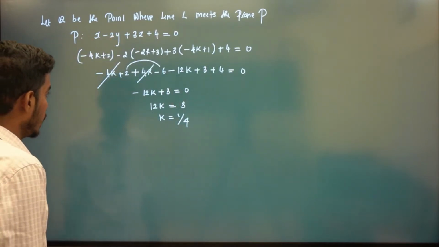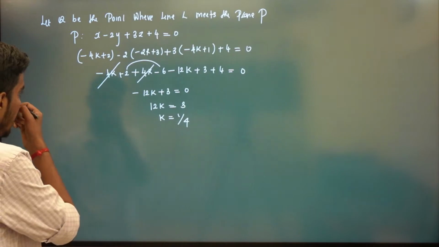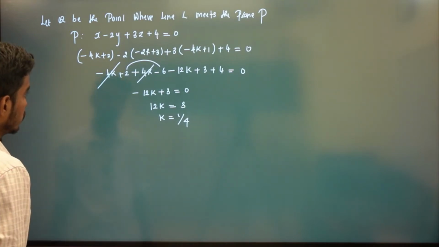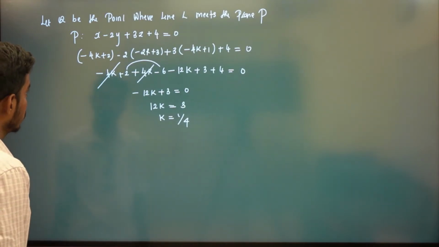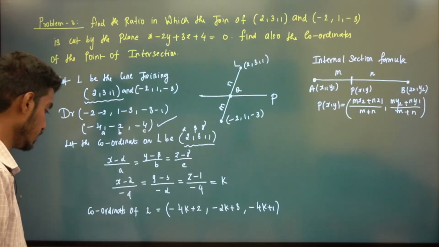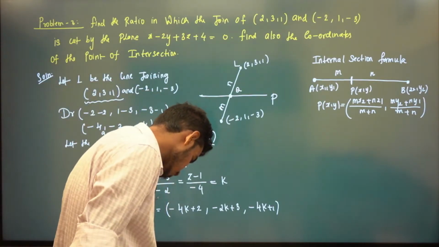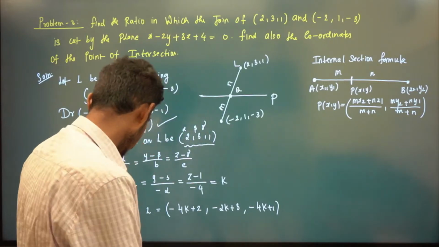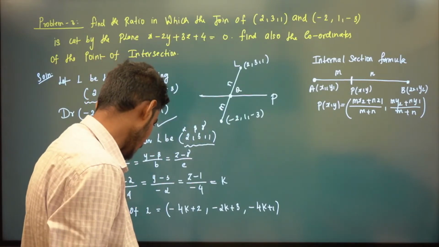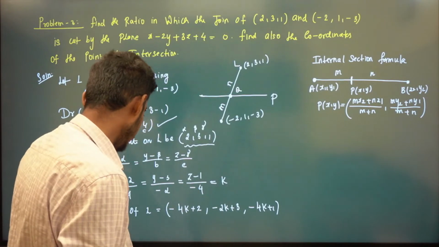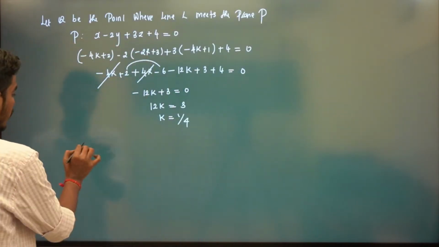k is equal to 1 by 4. Just a minute. Okay. k is 1 by 4, right? Now that means what is the point Q?